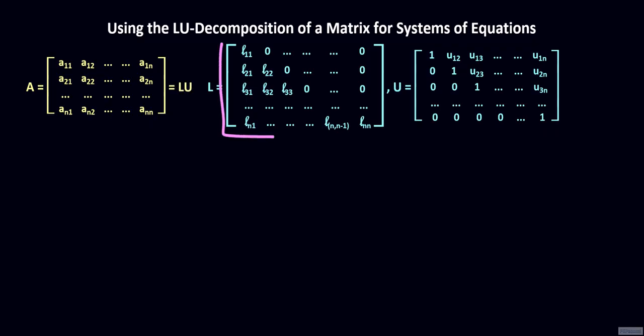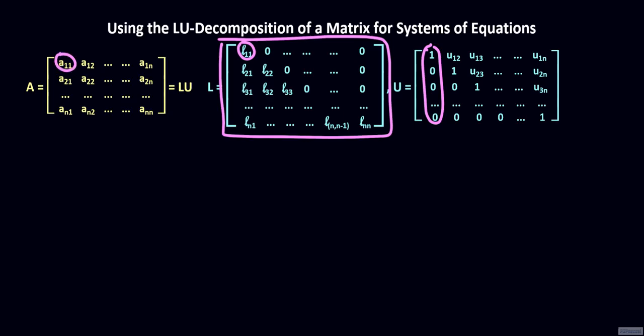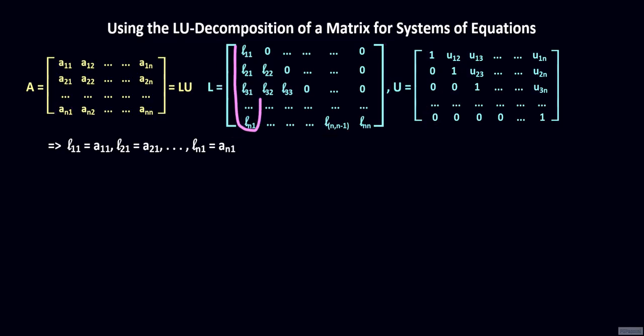Multiplying out L to the first column of U, the component L sub 1, 1 of the matrix L equals the component A sub 1, 1 of the matrix A. L sub 2, 1 equals A sub 2, 1, and so on, up through L sub n1 equals A sub n1. And so we have the first column of L.